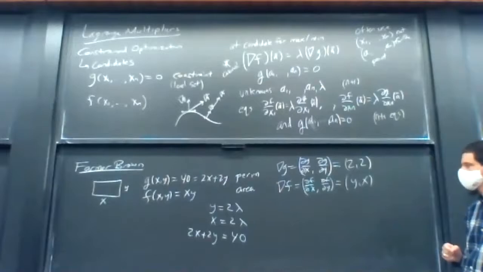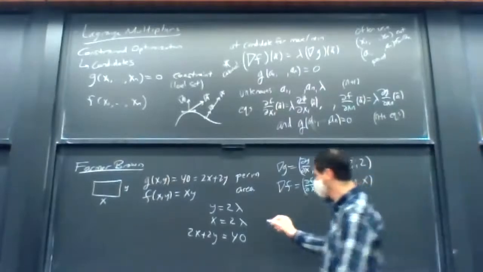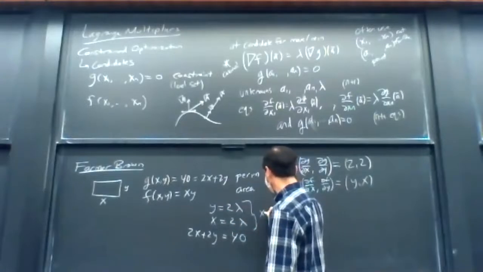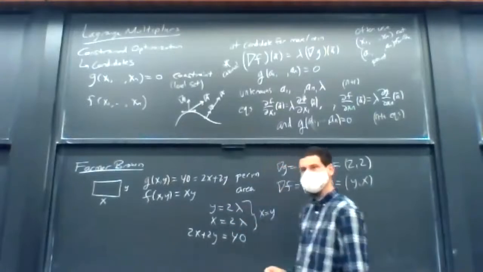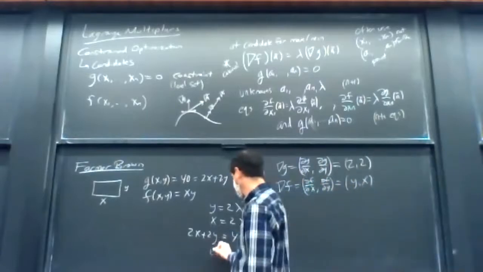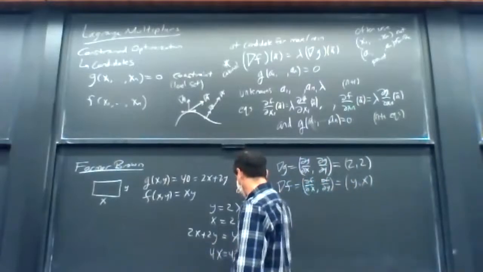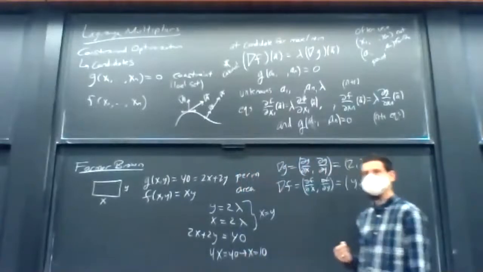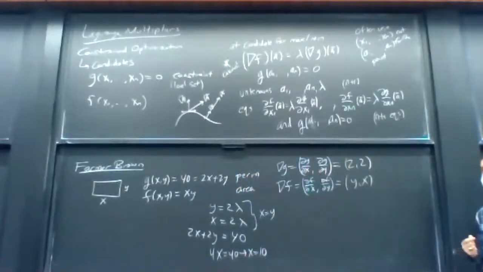What's one way to solve it? Okay, why can I plug x into y? Yeah, they're both equal. So if x equals 2 lambda, which equals 2y, these tell us that x equals y. And if I know x equals y, I can then come into this equation and I get 4x equals 40, therefore x equals 10. Do we ever need to find lambda?